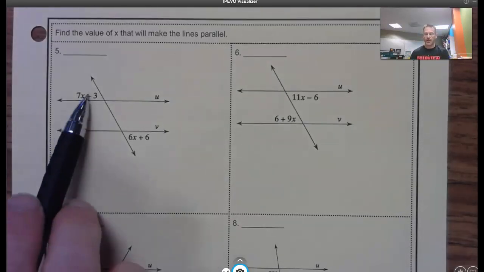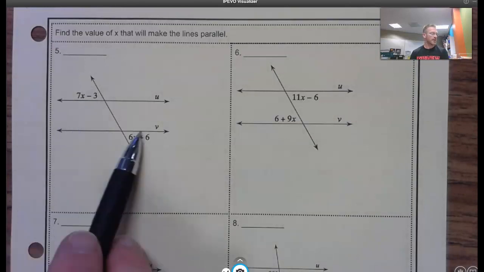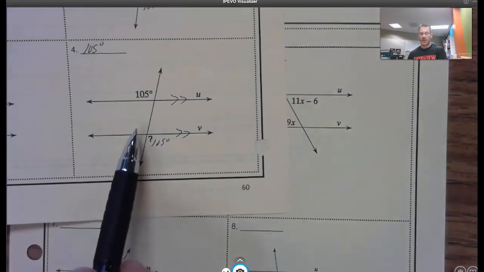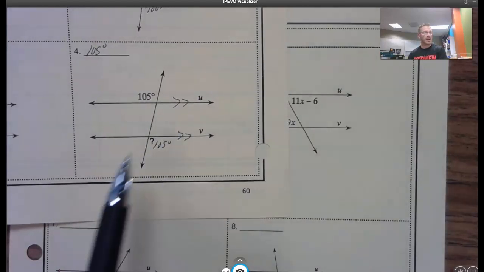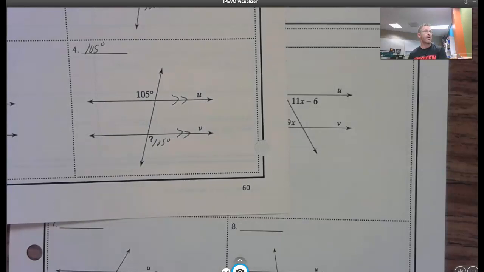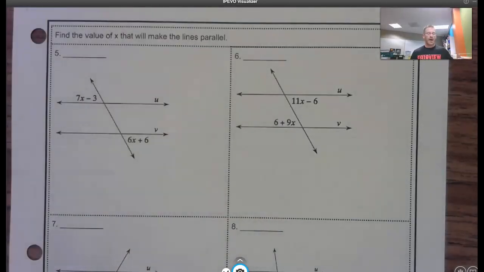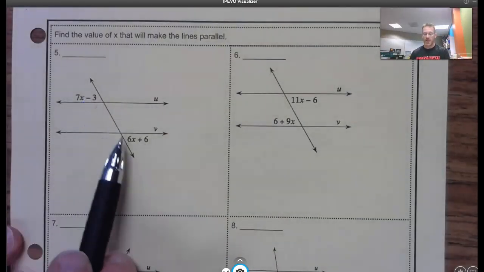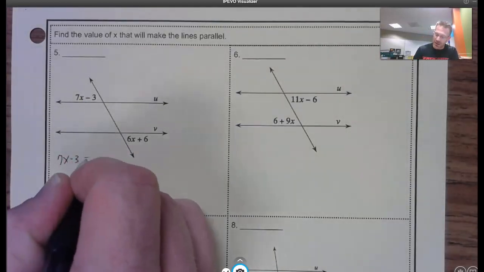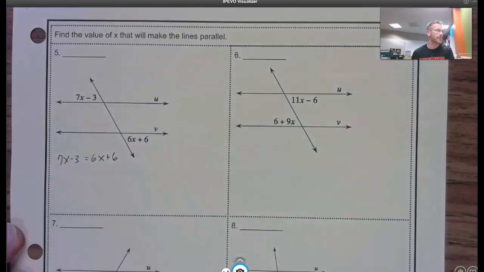So once again, if we look at this problem, notice we have alternate exterior angles, in the same way we just had alternate exterior angles here. And so for our lines to be parallel, we want those two alternate exterior angles to be equal or congruent. So I want this angle to be equal to this angle. So that means I want 7x minus 3 to equal 6x plus 6.